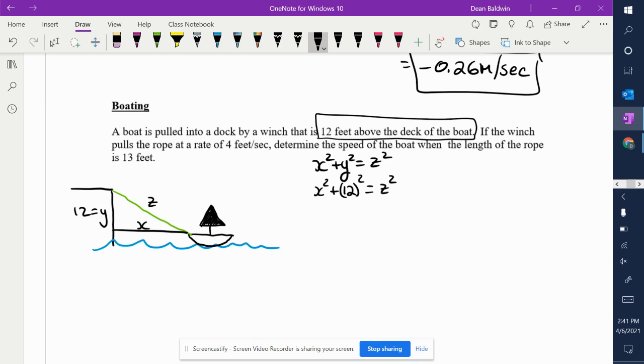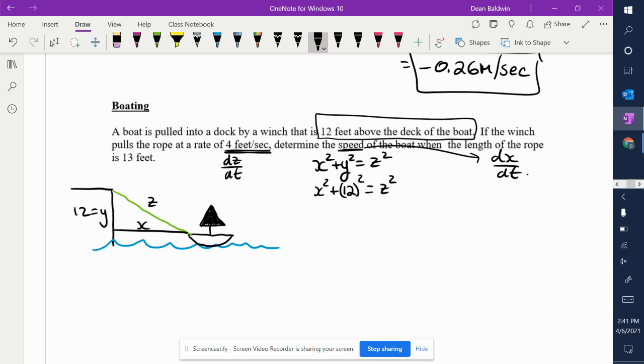All right. The winch pulls the rope at a rate of 4 feet per second. Determine the speed of the boat. What am I trying to find if I say determine the speed of the boat? Yes. Speed of the boat is dx dt, right? That is going to be dx dt. That's what I want to know. What is this number? 4 feet per second. dz dt, because the rope is being pulled in that way.